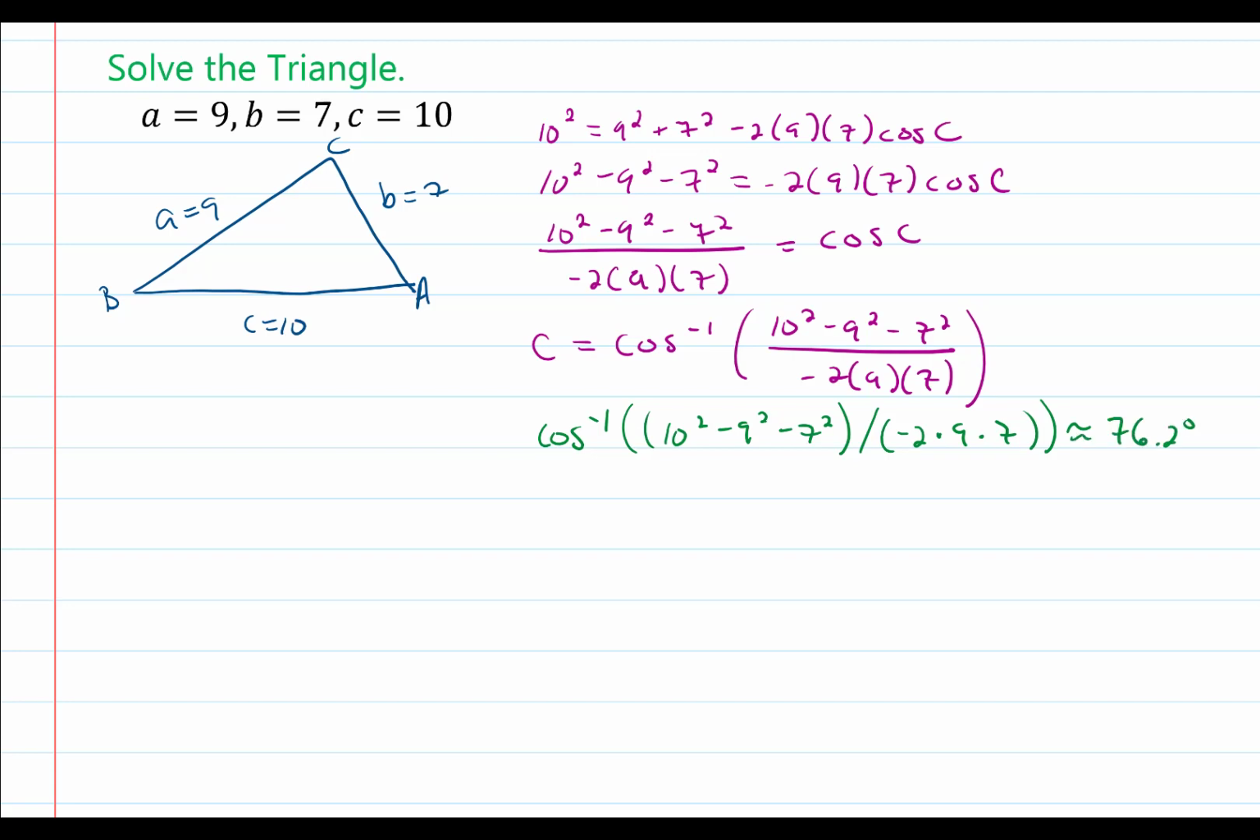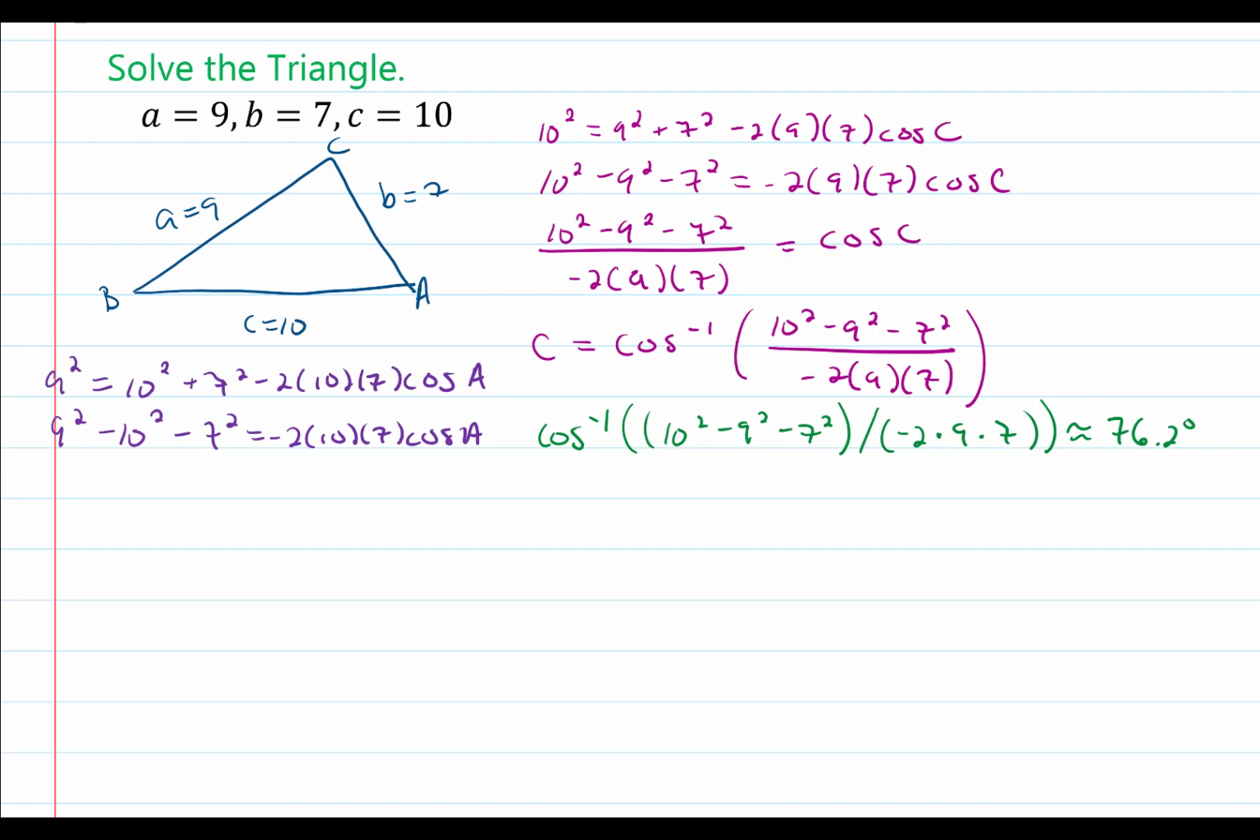I now need to solve for angle B or angle A, and it really doesn't matter which one you choose. I chose angle A, so therefore I would have 9 squared is equal to 10 squared plus 7 squared minus 2 times 10 times 7 times cosine of angle A. I'm going to solve this formula for angle A in the exact same format, starting by subtracting 10 squared and 7 squared from both sides. So this gives me 9 squared minus 10 squared minus 7 squared is equal to negative 2 times 10 times 7 times cosine of angle A.